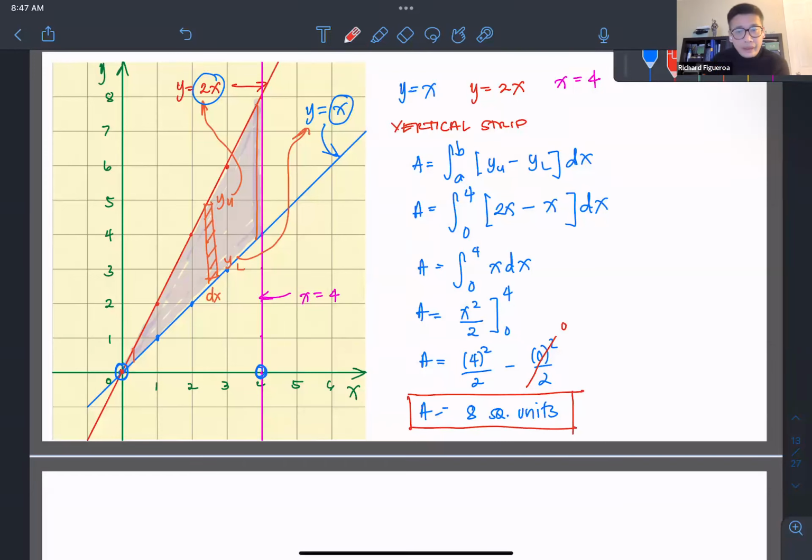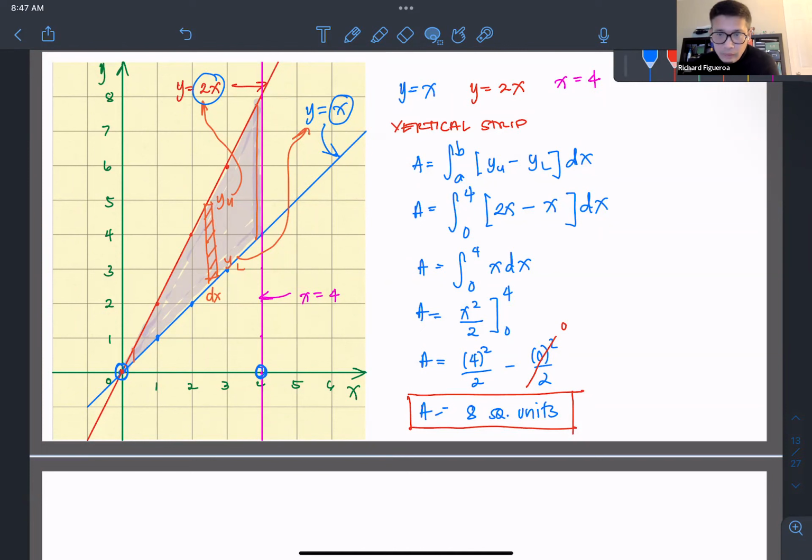So that's how we get the area using the vertical strip. Question so far? Wala. Okay. So don't hesitate to clarify things if you can't understand it.